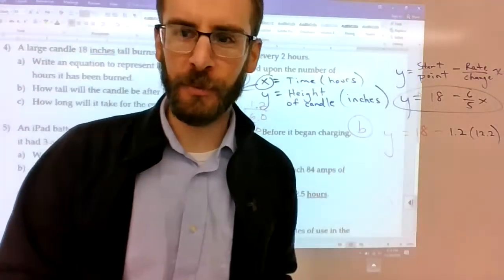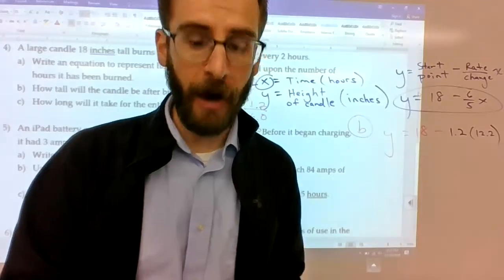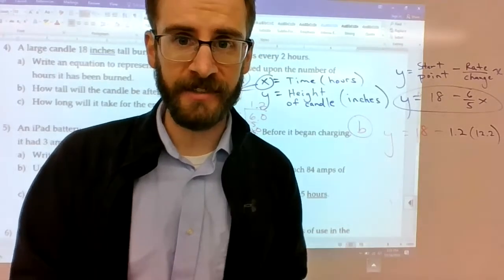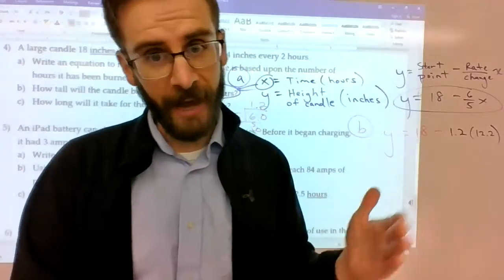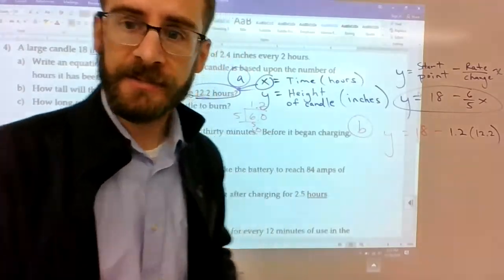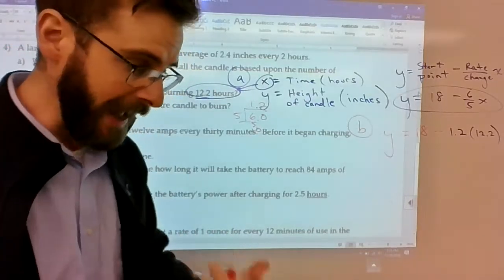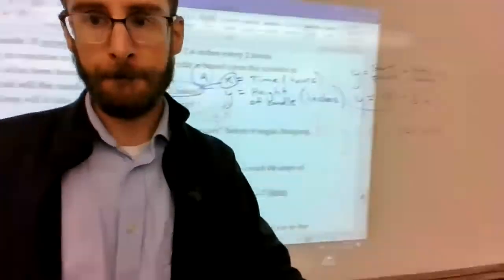Now the great thing about this one is I really wanted you guys to get some practice again with multiplying decimals. I know we haven't really done it a whole lot since that very first chapter, but we have reviewed it several times since then. So you got to take 12.2 times 1.2. How do we multiply decimals?